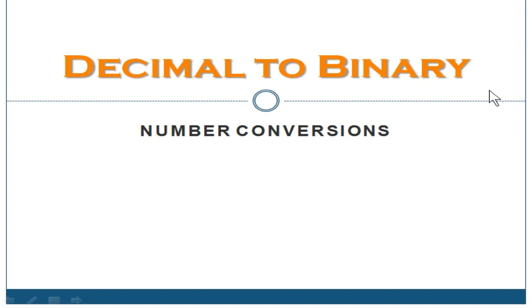Hello everyone. In this video, we are going to see number conversions, decimal to binary. You have two different methods to convert decimal to binary. One is sum of powers of 2. The second method is repeated division by 2. Then you are also going to see how to convert decimal fraction numbers to binary. All these you are going to see in this video.